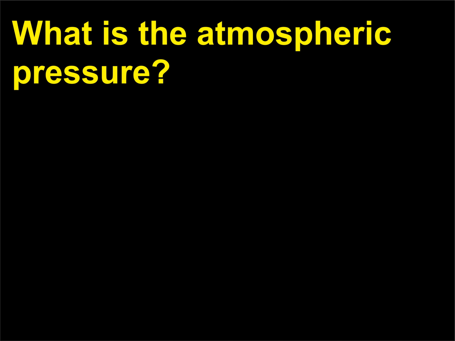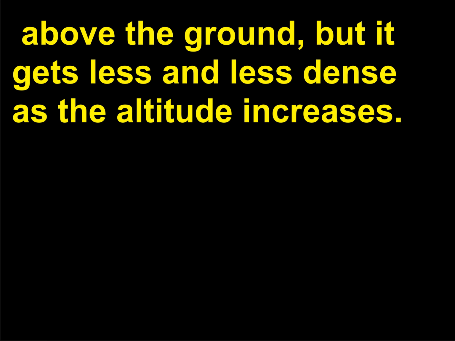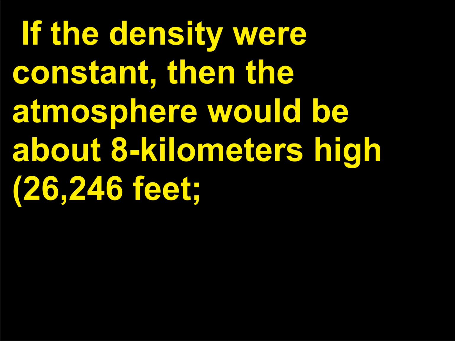What is the atmospheric pressure? Earth's atmosphere extends approximately 100 kilometers, 328,000 feet, above the ground, but it gets less and less dense as the altitude increases. If the density were constant, then the atmosphere would be about 8 kilometers high, 26,246 feet.